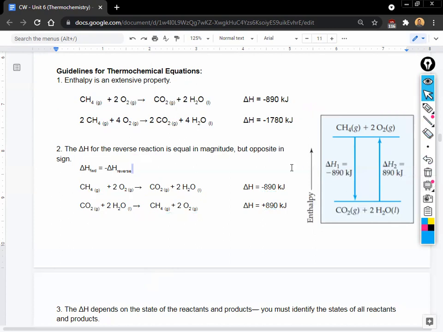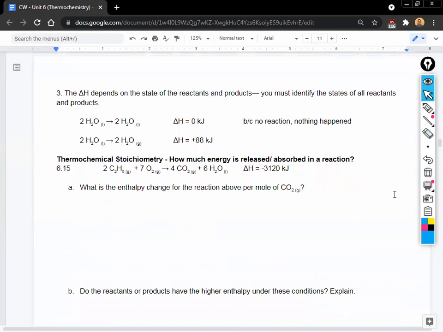All right, and then last but not least, the delta H depends on the state of the reactants and products, okay? So you need to know what the state of the reaction is, right? Because, for example, if I have H2O liquid and H2O gas, if I change H2O liquid into H2O liquid, I didn't really do anything. It's still liquid, there's no change. But H2O liquid to H2O gas is something completely different. Here, we're going to have to absorb some energy. Okay, so just keep that in mind. When we do these thermochemical reactions with enthalpy, we have to specify the state of matter. Is it solid, liquid, gas, or is it aqueous? Okay.